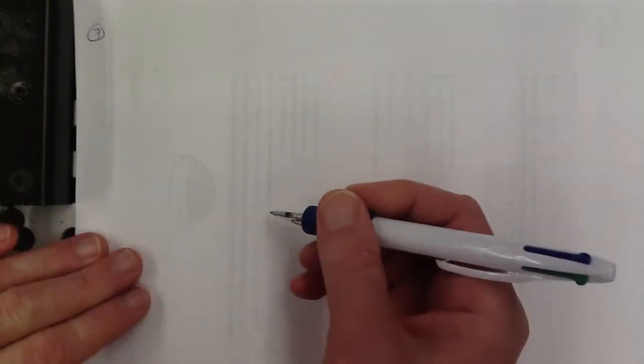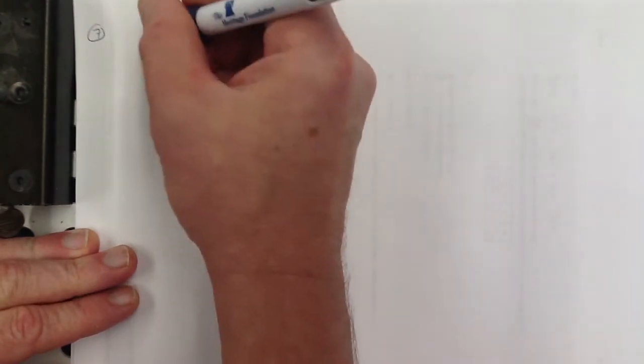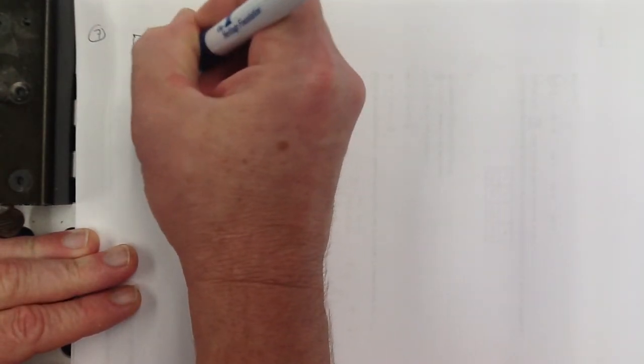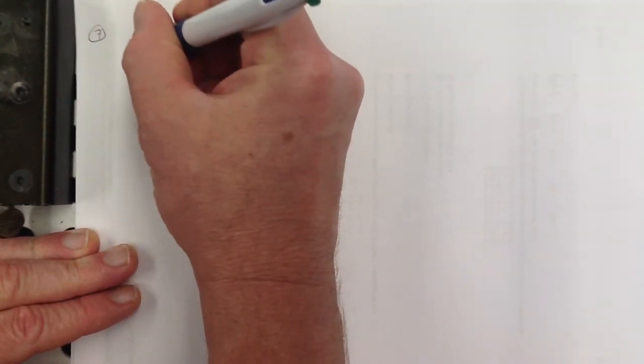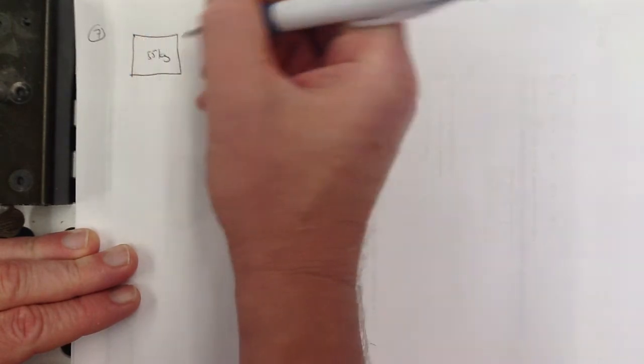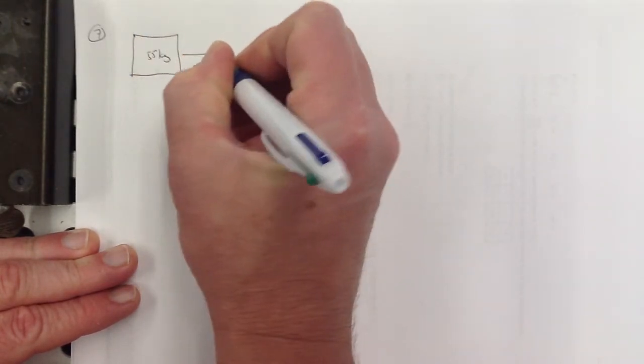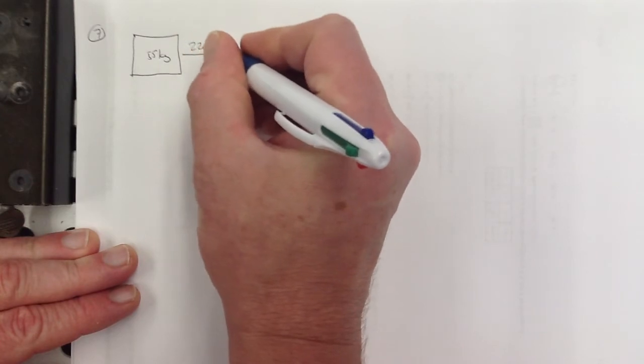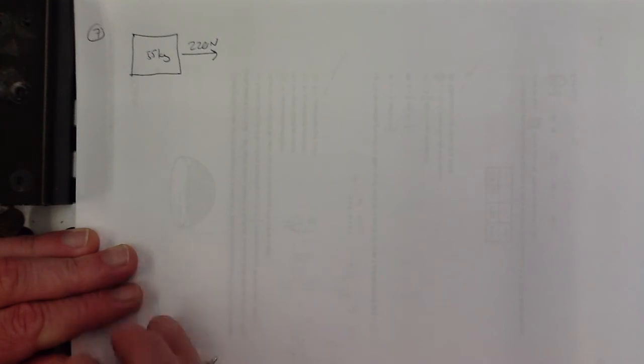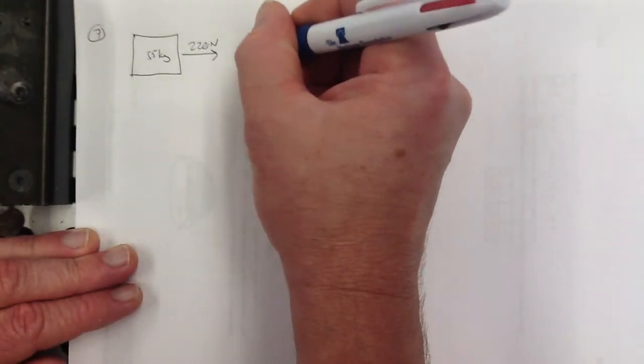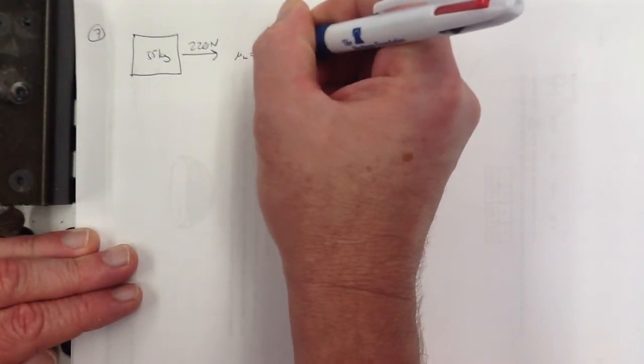A person pushes horizontally with a force of 220 newtons on a 55 kilogram crate to move it across a level floor. 55 kgs. Person's pushing with a force of 220. Coefficient of kinetic friction is 0.35. What's the magnitude of the frictional force and the crate's acceleration?